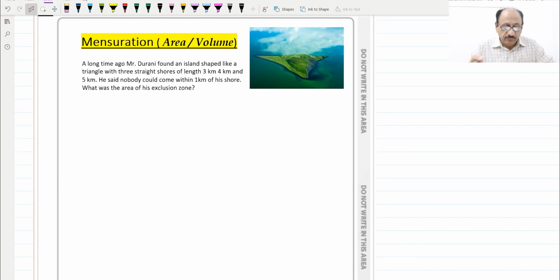Hello everyone, today we'll be going through IGCSE mensuration, which is also known as area and volume questions. Mensuration includes the area and volume of 2D and 3D shapes, and this is a very important topic. So if you are preparing for the IGCSE exam, you will have to go through similar types of questions as well.